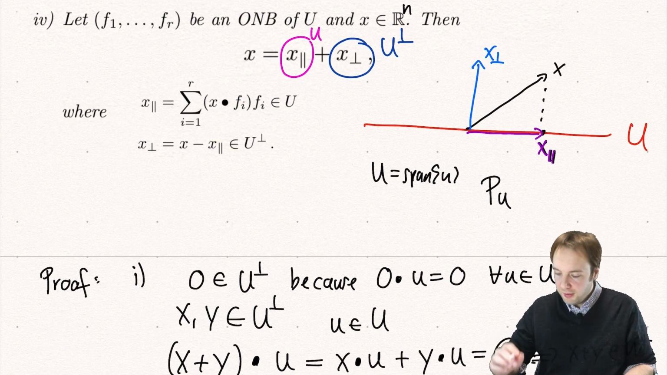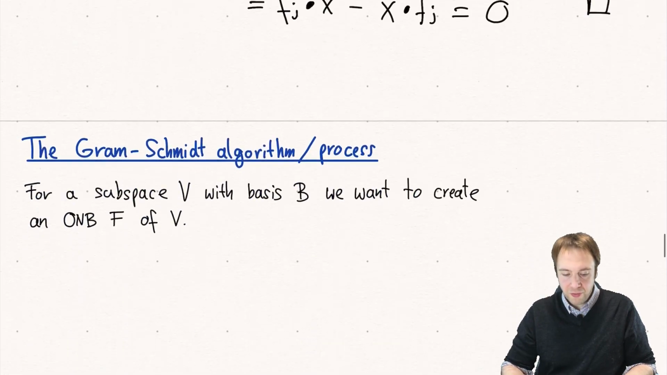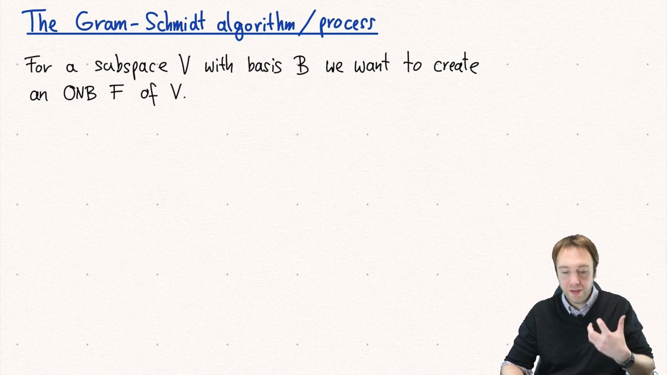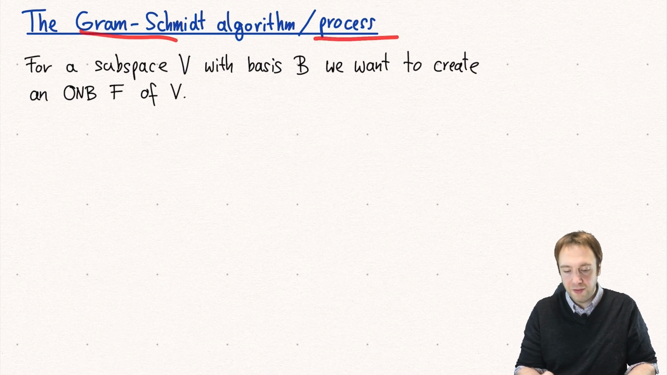Okay, so I hope I convinced you that orthonormal bases are really nice. So then we can now go to this algorithm which helps us to create orthonormal bases for our favorite subspaces. This is called, after these two guys here, the Gram-Schmidt algorithm, or often you can find it as the Gram-Schmidt process.